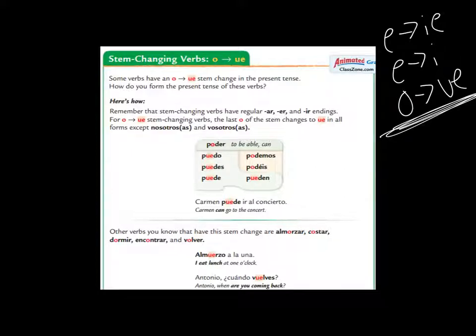So let's look at how we form these present tense verbs, okay? Remember that stem changing verbs have regular AR, ER, and IR endings. For the O to UE stem changing verbs, the last O of the stem changes to UE in all of the forms except the nosotros and vosotros, which means it will form the boot. Hopefully you remember this from the previous video. Other verbs that you know that have this stem change are almorzar, costar, dormir, encontrar, and volver. And you can look at some of the information right here to see how they change, but hopefully you already have a general idea of how to do this.